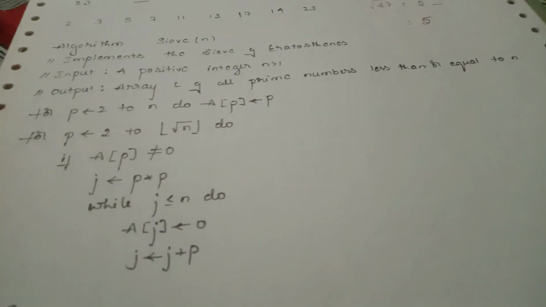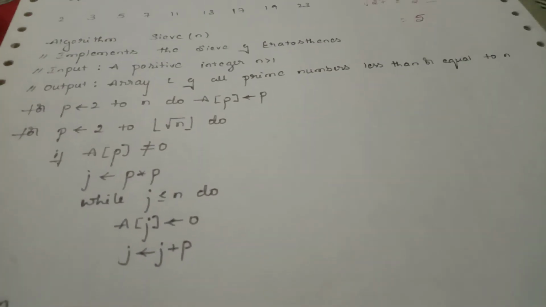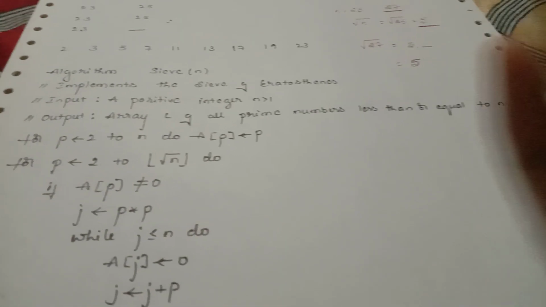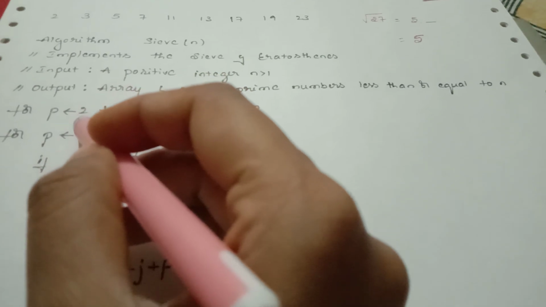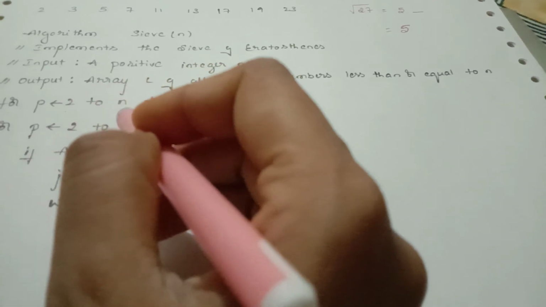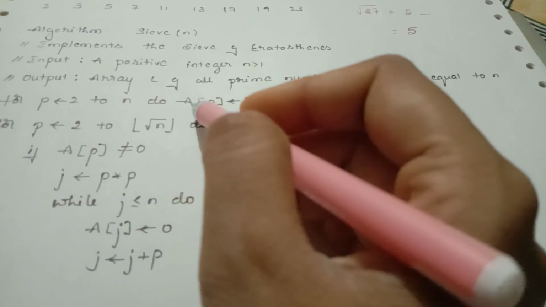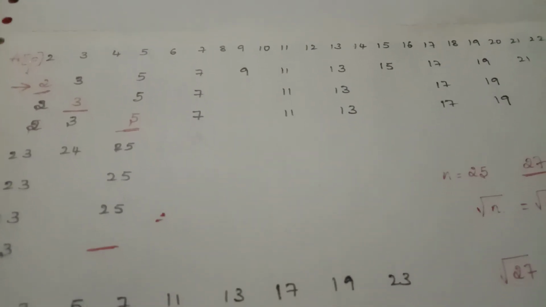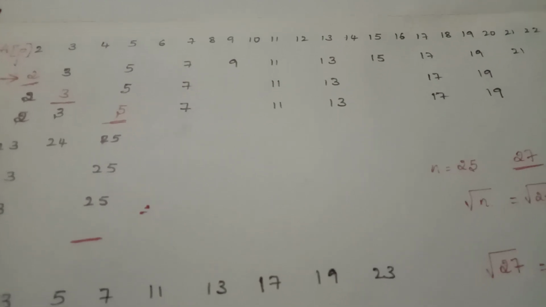So let us understand this algorithm with the help of the example which I have explained just now. That is, for p equals 2 to n, we will write a of p equals p. So you can see here the first line, that will be called a of p. So this a of p equals p itself, that is 2 to 25. We are just listing those numbers.